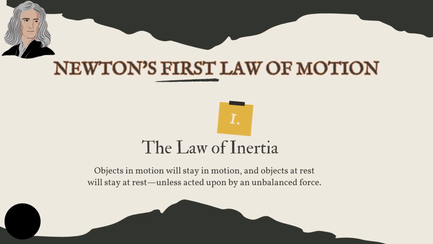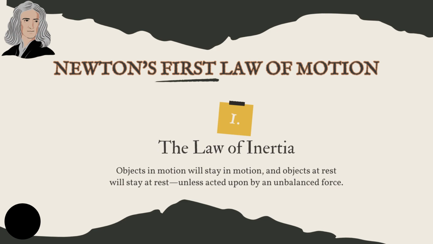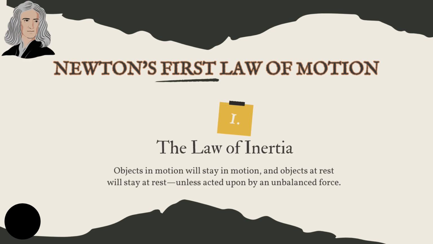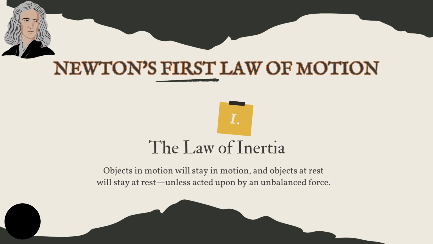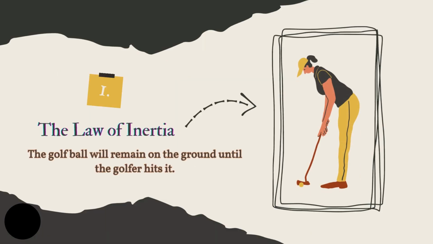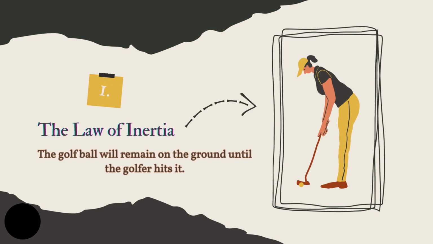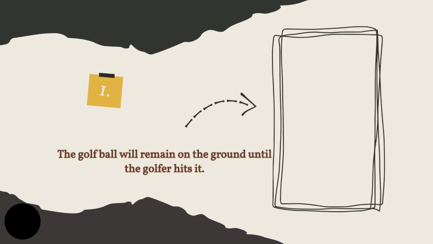Newton's first law of motion, the law of inertia. Objects in motion will stay in motion, and objects at rest will stay at rest unless acted upon by an unbalanced force. For example, the golf ball will remain on the ground until the golfer hits it.